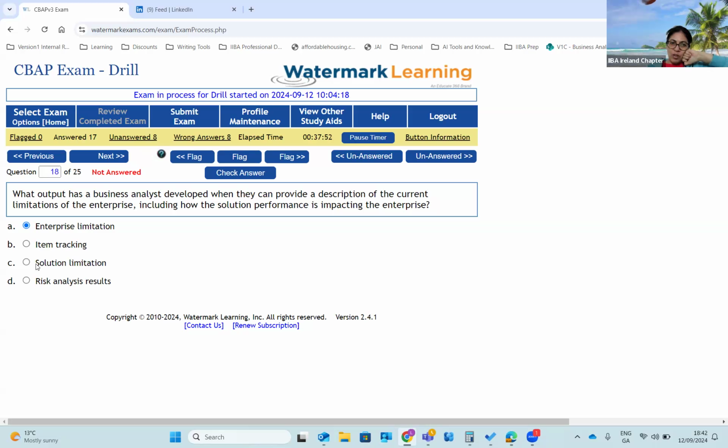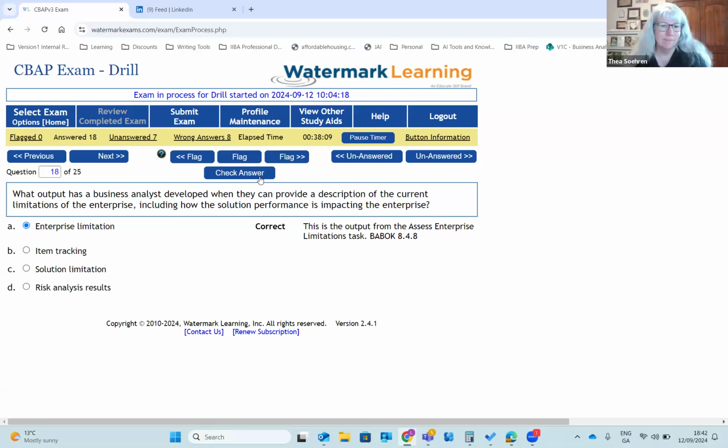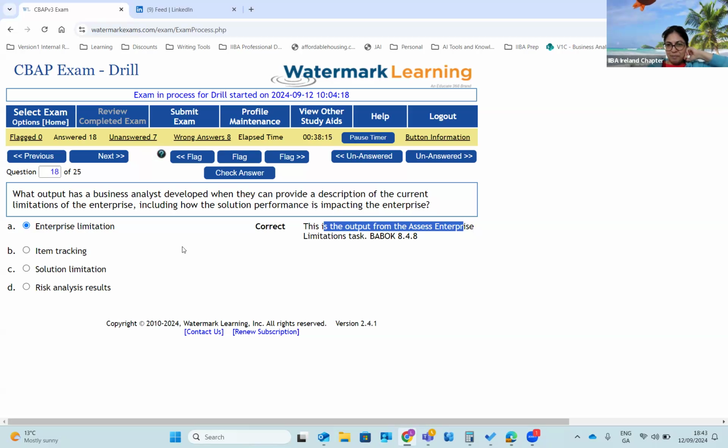Okay, so I have 1 vote for A, 1 vote for C. Tiebreaker or new option? I go with A. Okay, got 2 votes for A. Let's test. It is A. This is the output from the assess enterprise limitation task.